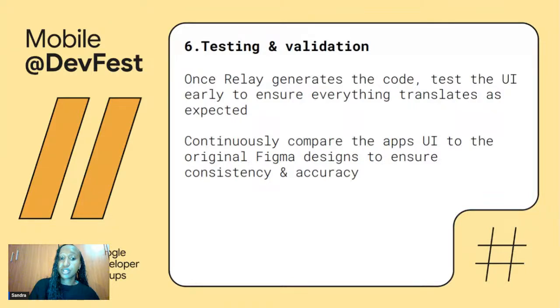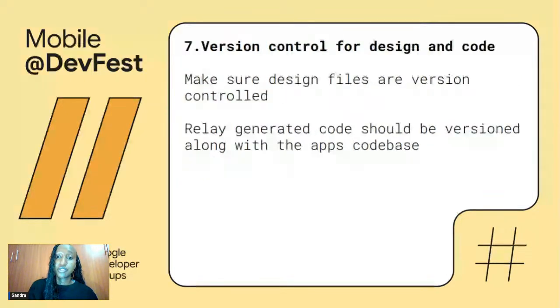So the last one is version control for design and code. Make sure the design files are version controlled, just as shown in the Figma section. Whenever we make any kind of change, even a slight one, it's like a little git, but in Figma. Version control in Figma is pretty helpful, especially with large teams. So it's good to keep track of that, and Relay generated code should also be version controlled along with the app's code base, and we can do that in the IDE.